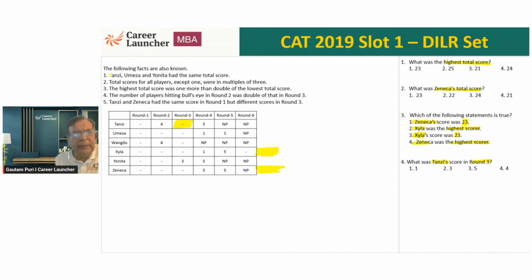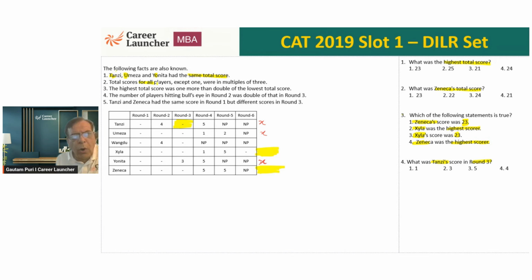Statement 1. T, U and Y had the same total score. Okay. So let me write X to each of them. T, U and Y have the same total score. Let's make everything X. तो तीनों का score X ले लिया. Okay.